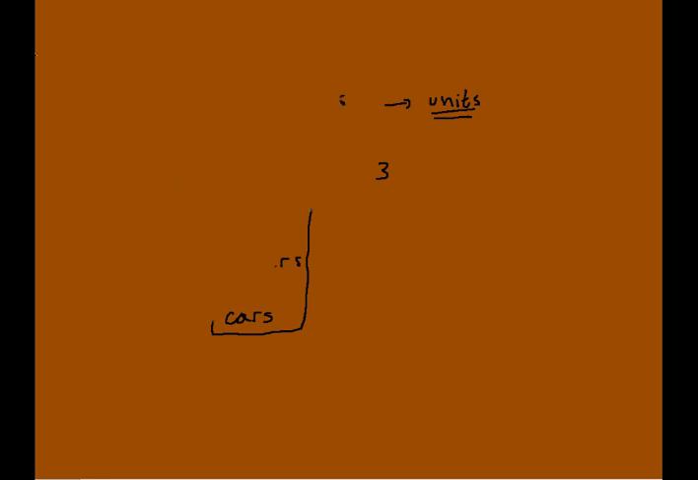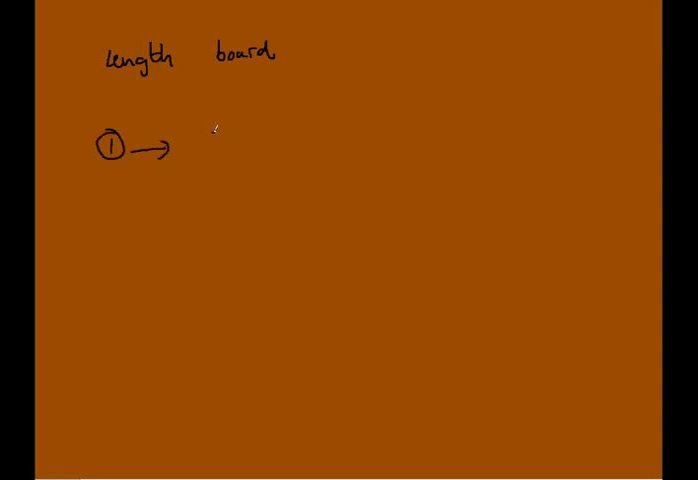So let's take an example. Let's say that you're talking about a board and you're talking about the length of the board. So imagine that you have one board and the length of it is 6 feet. And you have another board and the length of it is 3 feet. So this one is the longer board and this one is the smaller one, the shorter one.